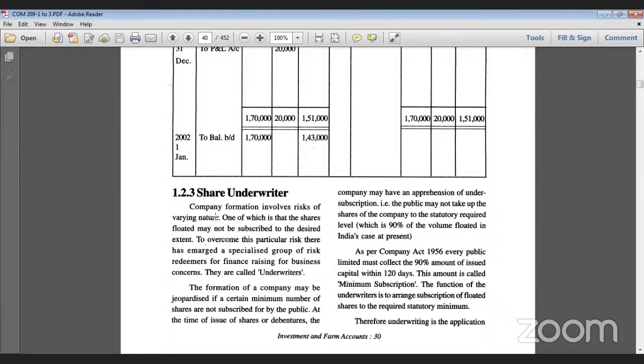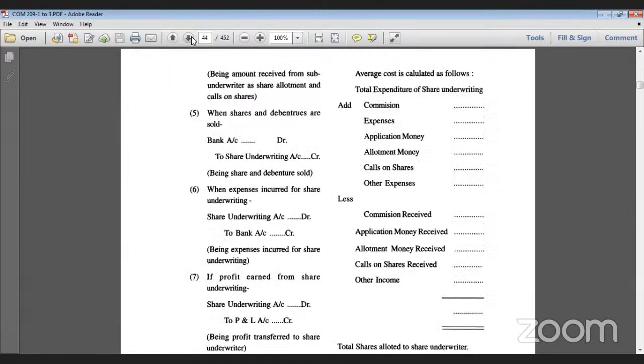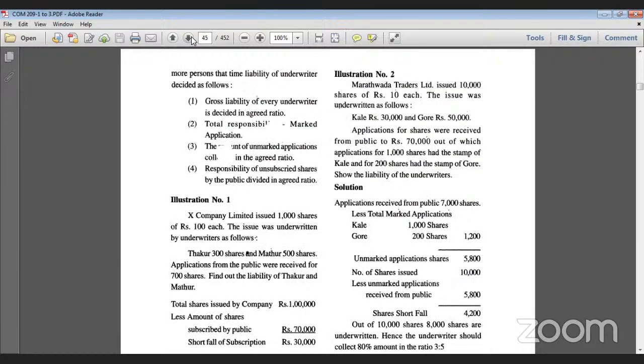They ensure the shares are subscribed to 90% and above for this new company. So these people help out with this within 120 days. Next to that, there are sub-underwriters and the various functions and applications they cover. In the last lecture, we already finished this in a proper manner. Today we focus on this problem.